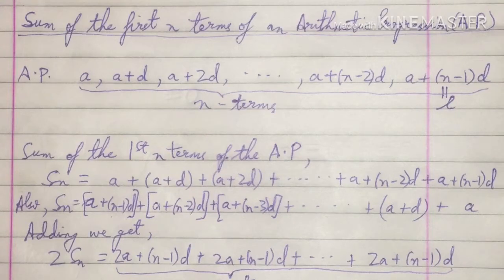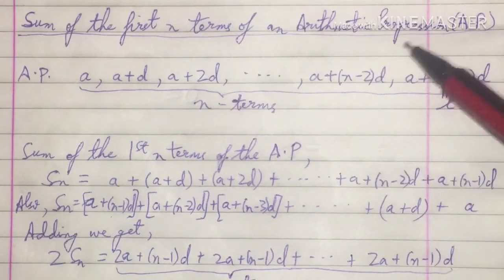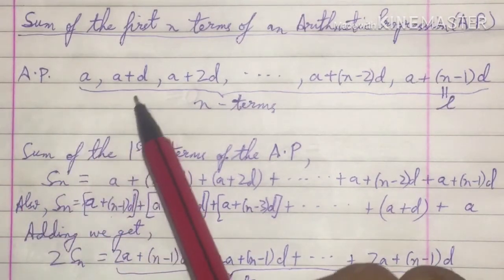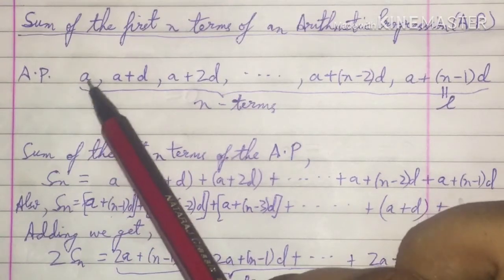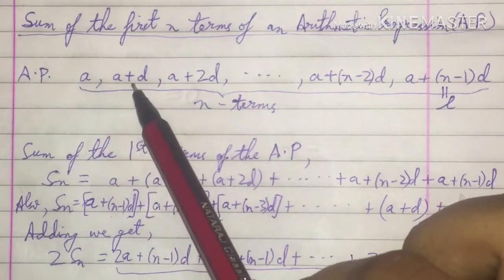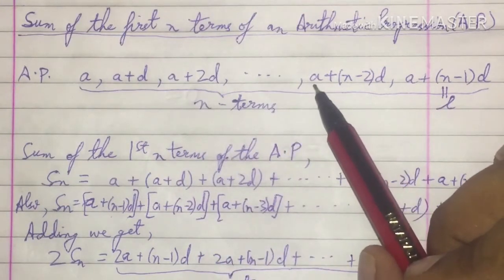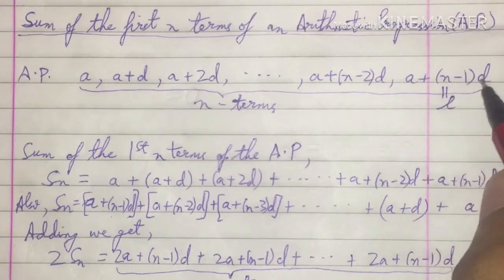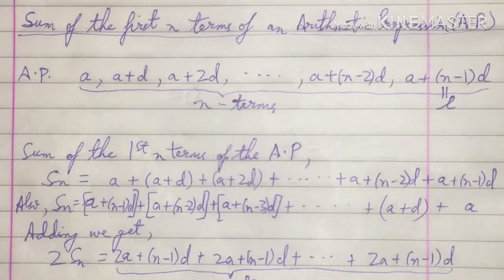Today I'll be doing the sum of the first n terms of an arithmetic progression, or an AP. Now this is an AP with common difference d, so the terms are a, that is the first term, the next term will be a plus d, the third term a plus 2d and so on, until it reaches a plus (n minus 2)d and a plus (n minus 1)d. This is the last term, also denoted by L.